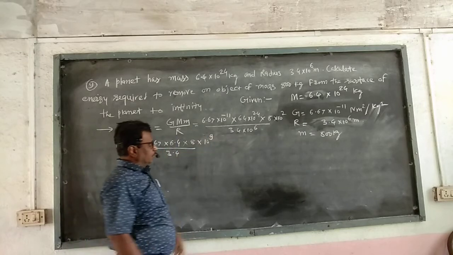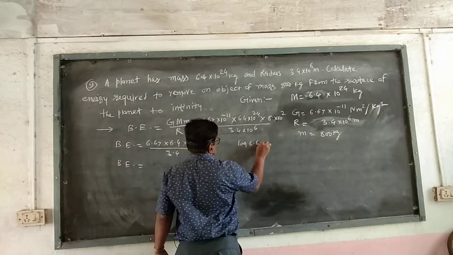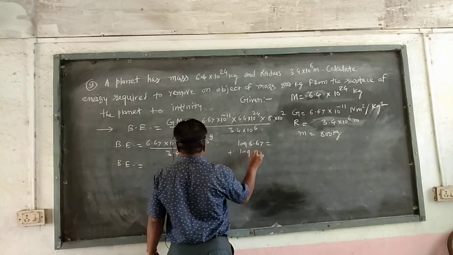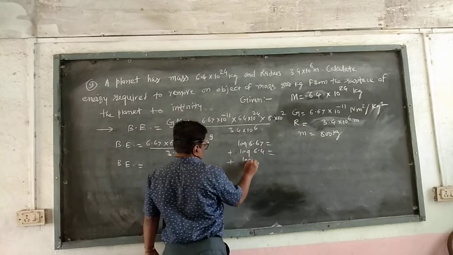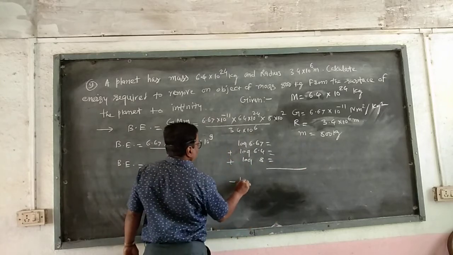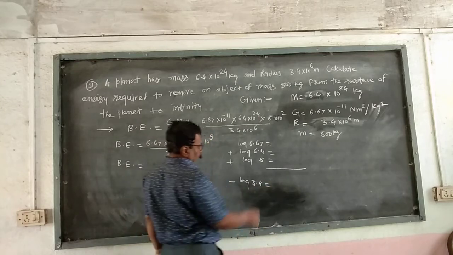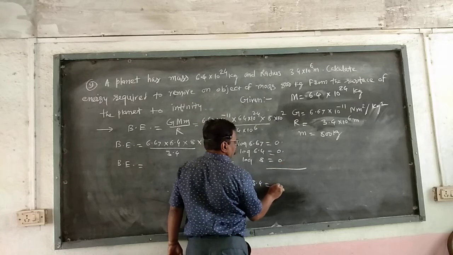Now solve this using logarithm again. We get log 6.67 plus log 6.4 plus log 8 minus log 3.4. So their characteristic becomes 0, 0, 0, 0.